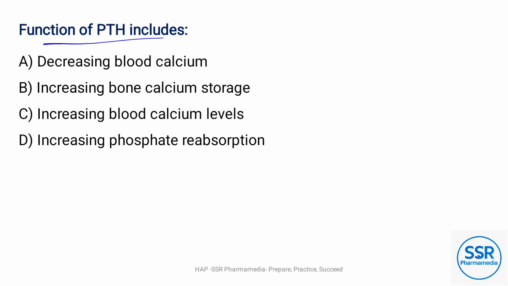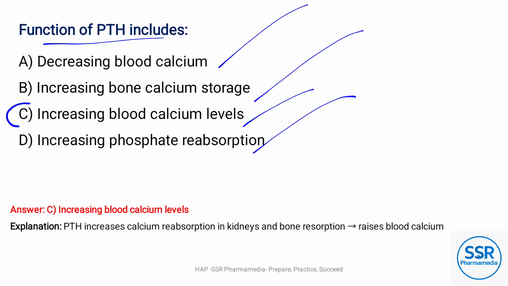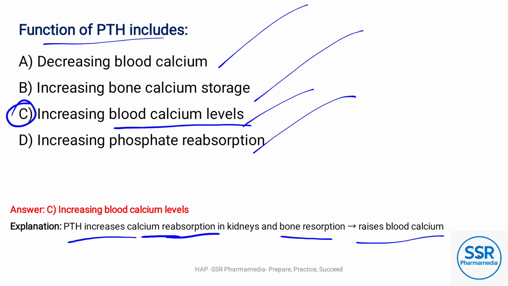The functions of parathyroid hormone include option A decreasing blood calcium, option B increasing bone calcium storage, option C increasing blood calcium level, option D increasing phosphate reabsorption. So the answer is option C, increasing blood calcium level. Parathyroid hormone increases calcium reabsorption in the kidney and bone resorption, which leads to a rise in blood calcium.